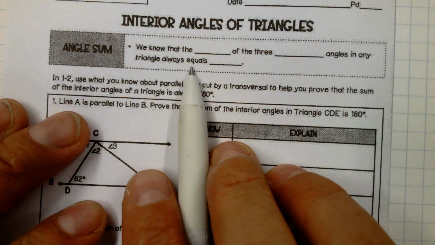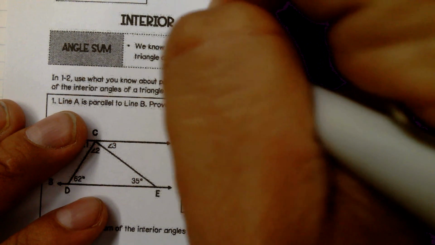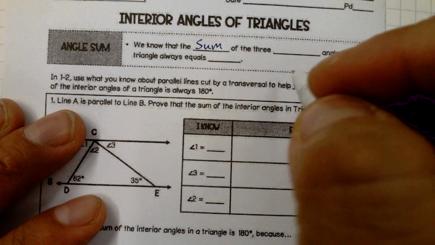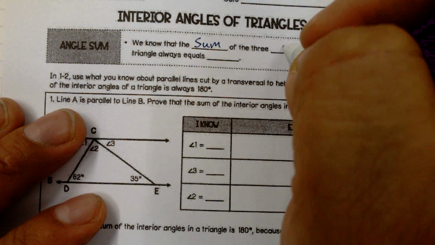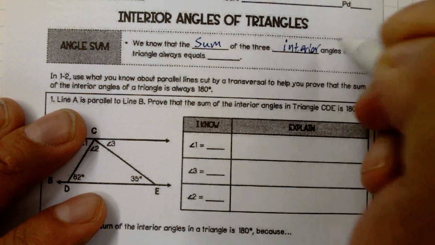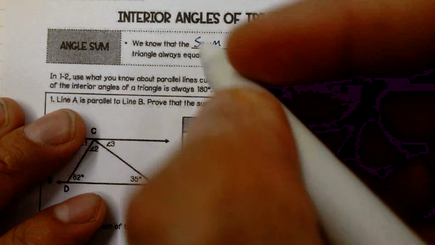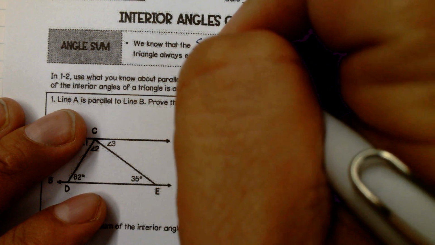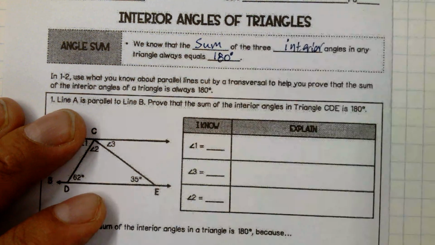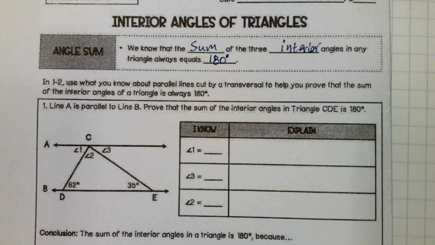So it says we know that the sum of the three interior angles, so write the word interior here, interior angles in any triangle always equals, and this is the important part, 180. Okay, 180 degrees.